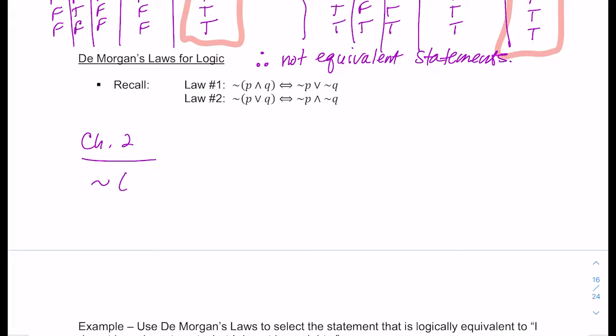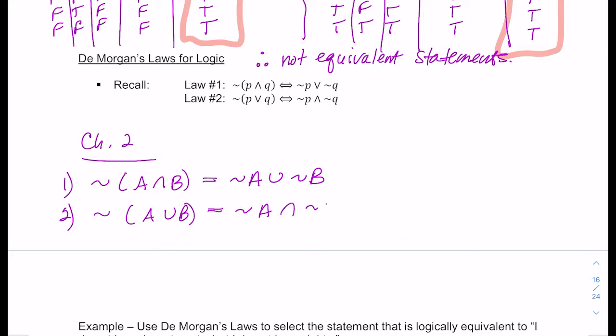If you'll remember in chapter 2, we didn't use quite those symbols. We had something like this: the complement of A or B we said was equal to not A or not B. That was law number 1 or number 2, I don't remember which one. And then the other law was not A or B was the same thing as saying not A and not B. Now we're just changing the symbols, but the meaning is still the same.